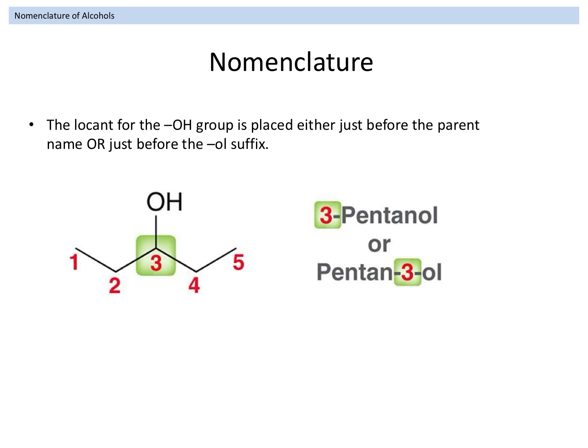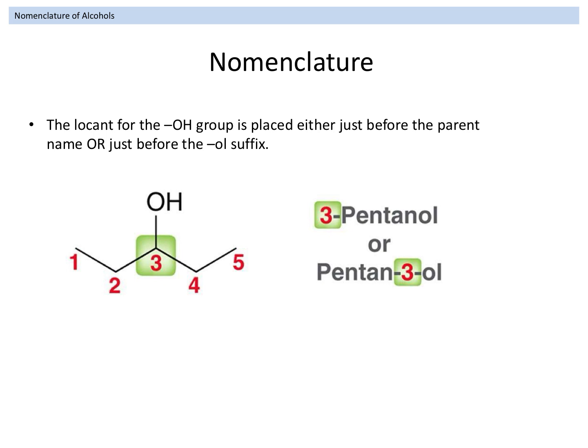The locant for the hydroxyl group can be positioned either just before the parent name or just before the ol suffix. Both conventions are correct and widely accepted in IUPAC nomenclature. For example, consider a molecule where the hydroxyl group is attached to the 3rd carbon of a pentane chain. This molecule can be named in 2 ways.